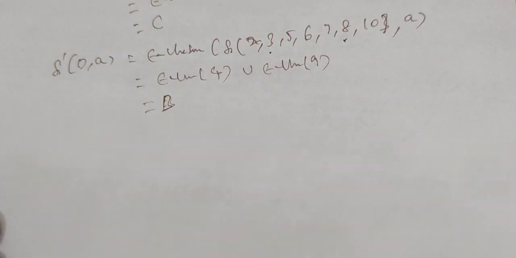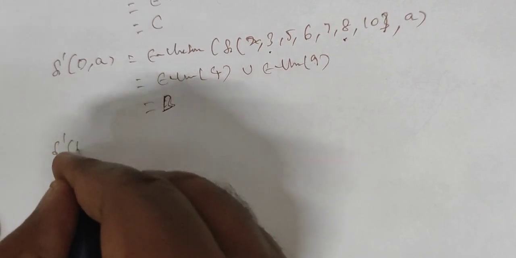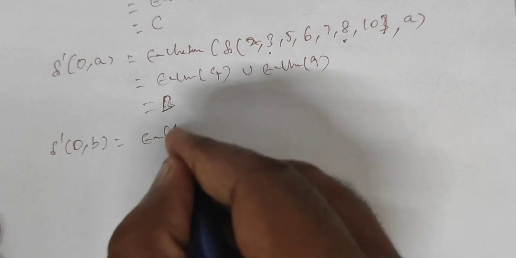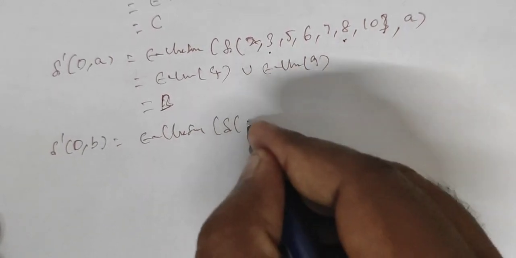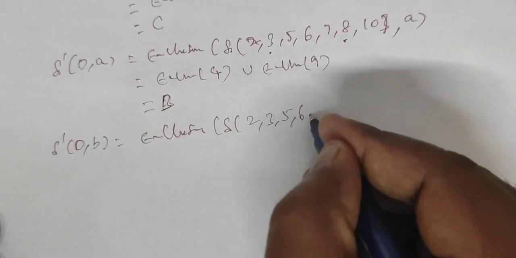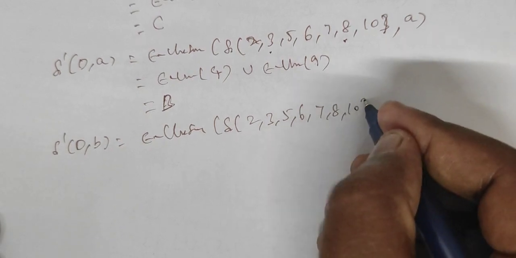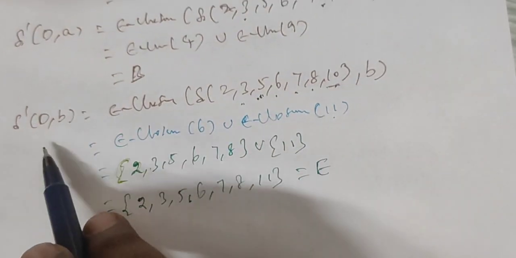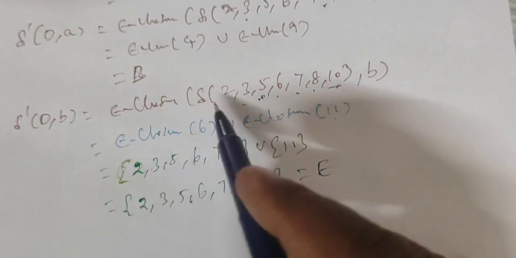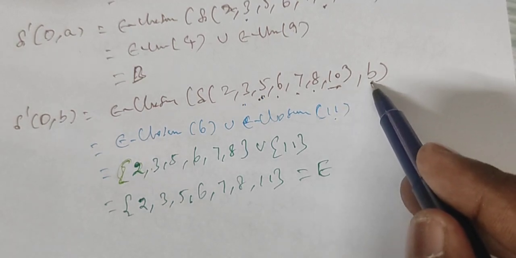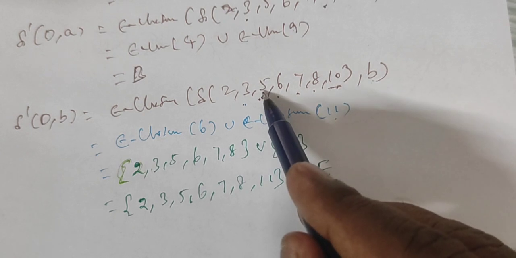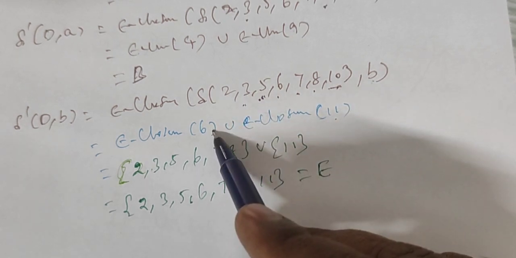Now we will go for the next one, delta dash of D comma B, because we have to apply both inputs. So epsilon closure of delta of 2, 3, 5, 6, 7, 8 and 10 on B. When we apply B, we cannot apply in 2 or 3, but we can apply in 5. 5 means you will get 6, so epsilon closure for 6.